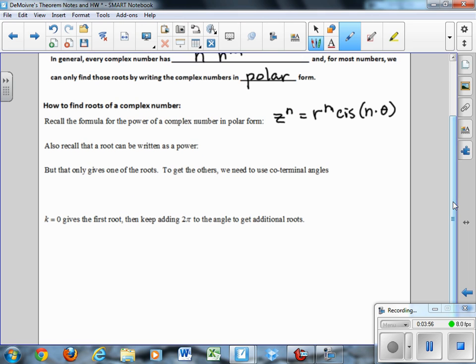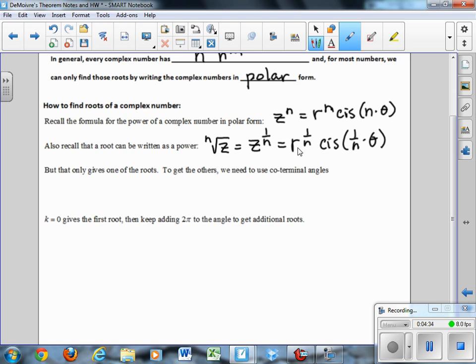Then we just need to remember that a root can be written as a power. So if I take the nth root of z, that's the same as z to the what power? To the 1 over n. Good. Z to the 1 over n. So I can write that as r to the 1 over n cis 1 over n times theta. So this allows me now to use that same formula to take the nth root.